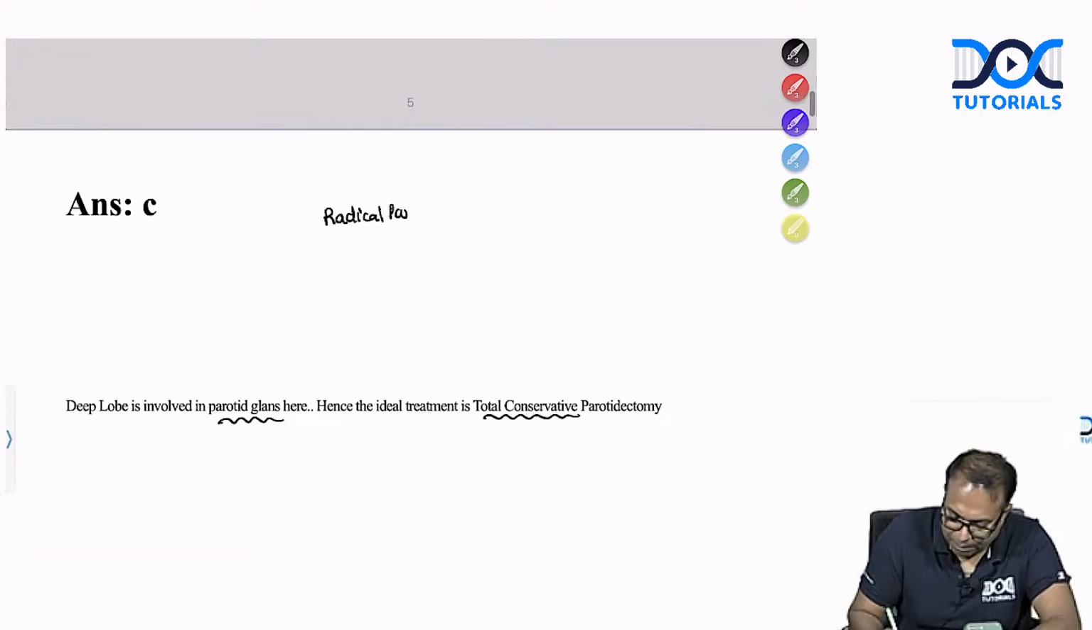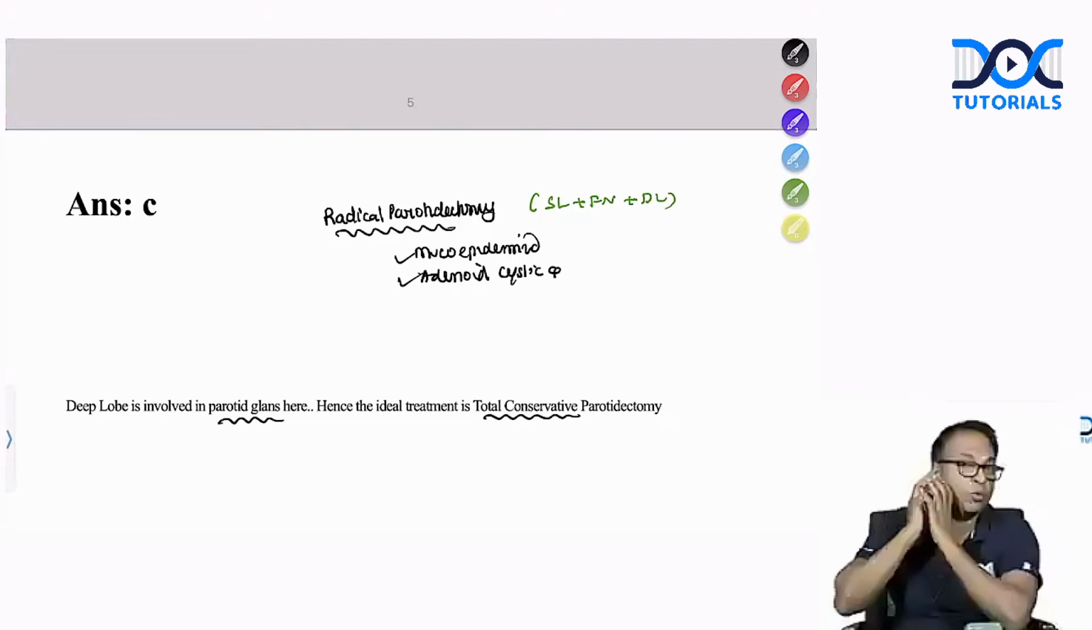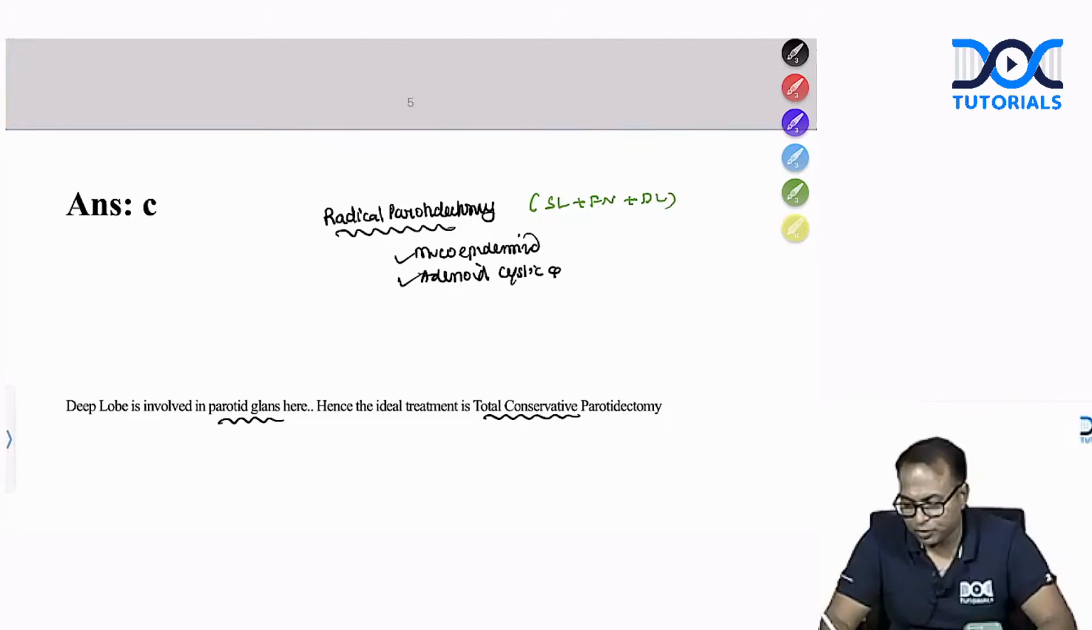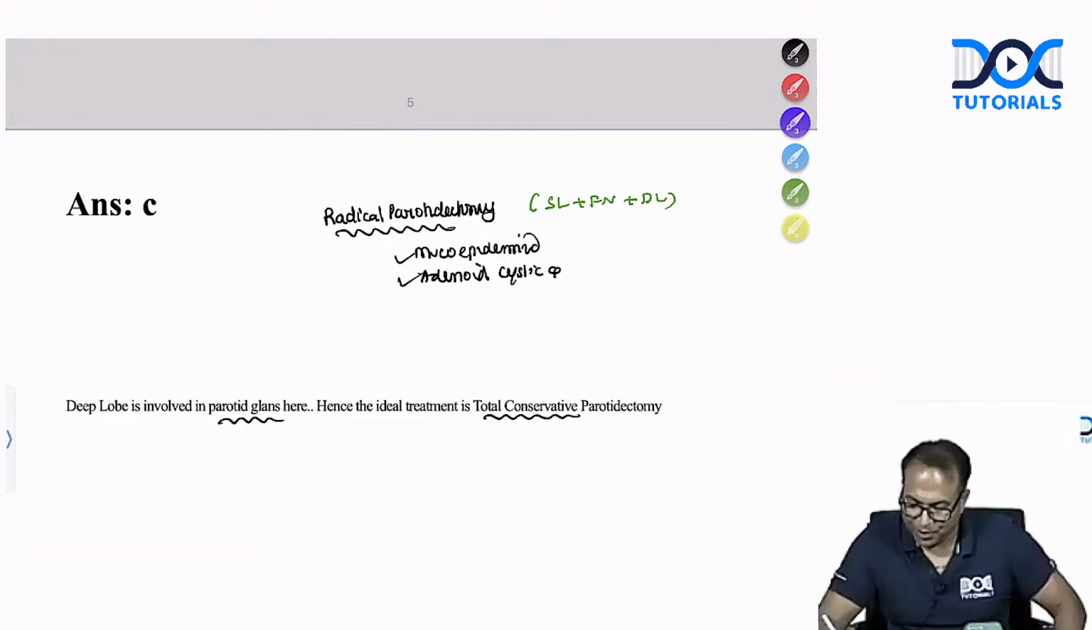Radical parotidectomy is a surgery done for malignant tumors like mucoepidermoid cancer, adenoid cystic. In all these cases, we have to do radical parotidectomy, which means superficial lobe plus facial nerve plus deep lobe. Everything is removed in this procedure. And there is an interesting MCQ, a very common MCQ. Good evening, sir.